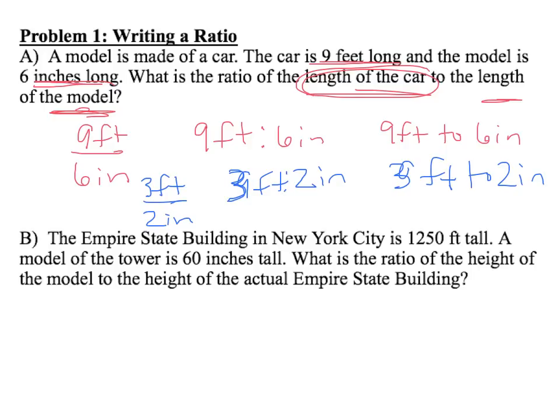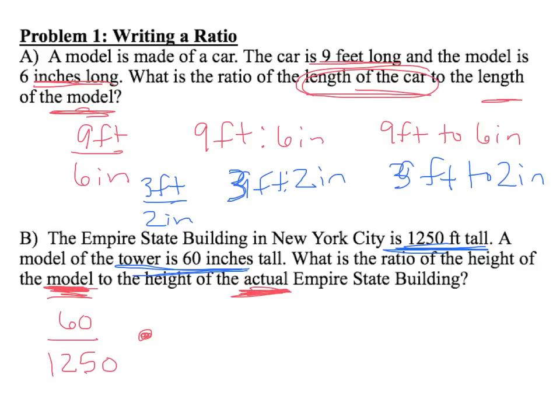I want you to pause the video and see if you can write up your own ratio for problem B. So you should have gotten this 60 over 1,250. How did I know to put 60 on top? Because it's asking you to put the model to the length of the actual.